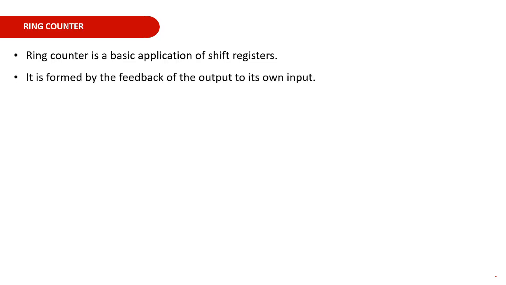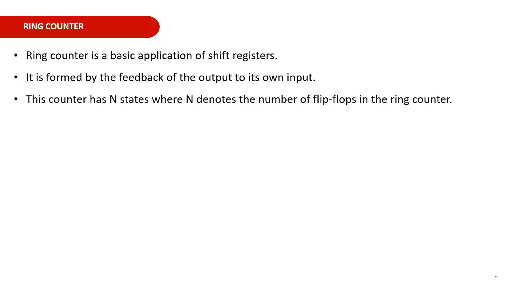Now first we can see the ring counter. A ring counter is basically a shift register with a feedback. A shift register is used to shift the data either to the right or left. Now if you give a feedback to the shift register, that will act as the ring counter. If you want to design a 4-bit ring counter, you have to use 4 flip-flops. That means if you want to design an n-bit or n-state counter, you have to use n number of flip-flops.